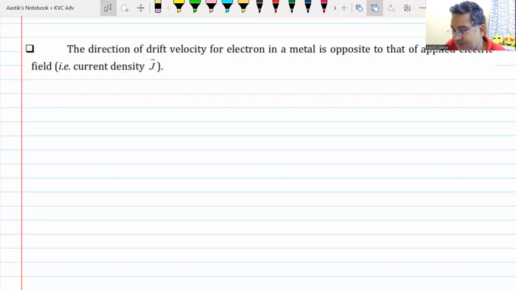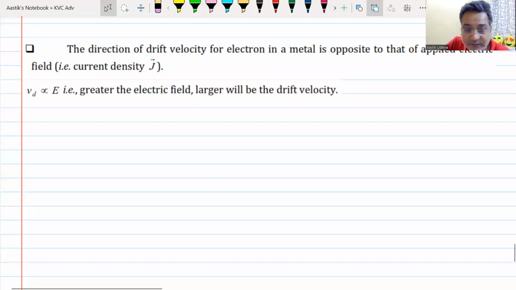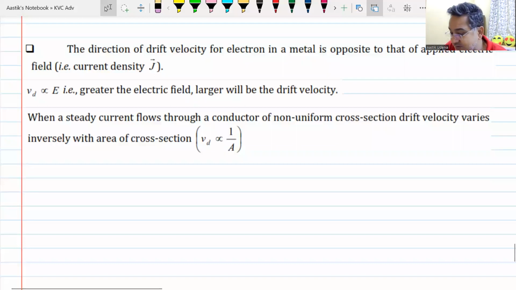The first point is the direction of drift velocity for electron is opposite to the applied electric field. Do we understand this? Yes, sir. The drift velocity is directly proportional to the electric field. Do we understand this? Yes, sir. The drift velocity is inversely proportional to the area of cross section. Have we seen this? Yes.